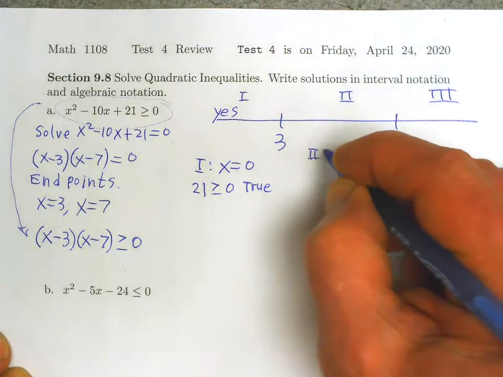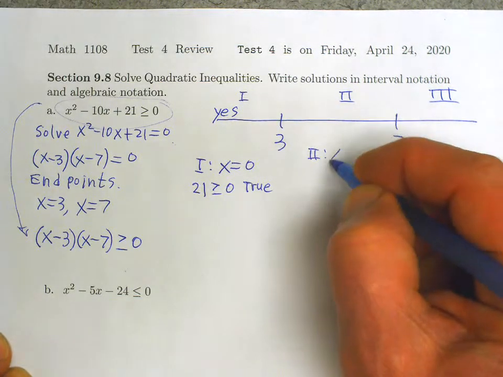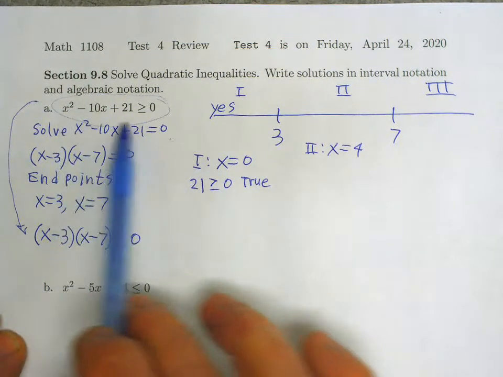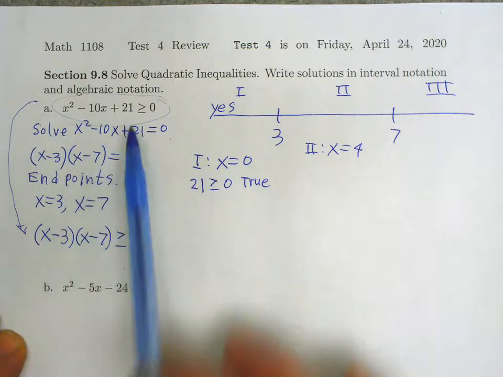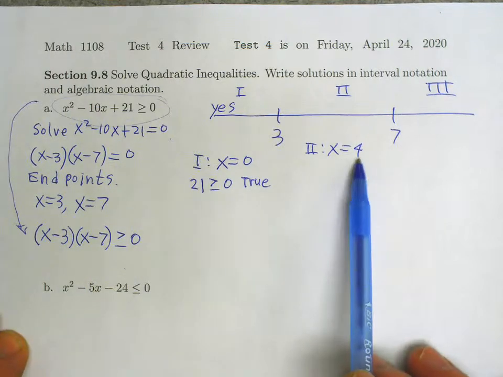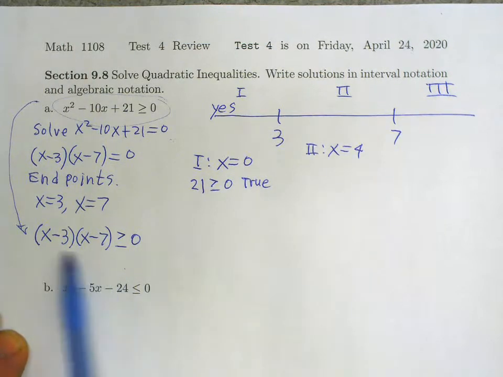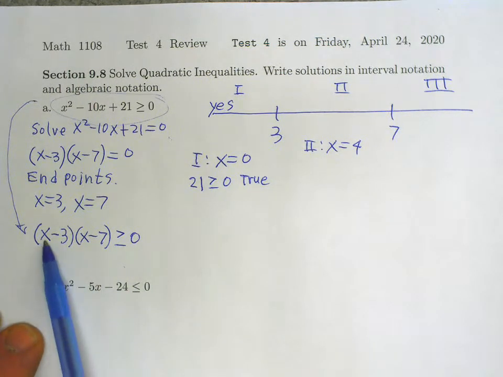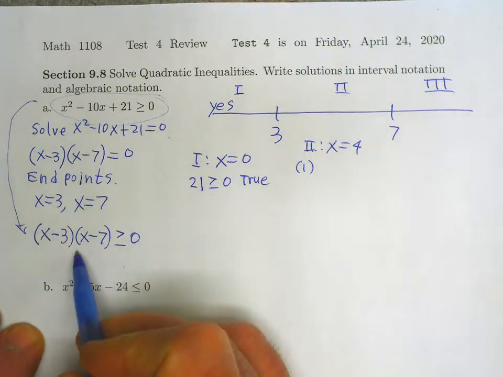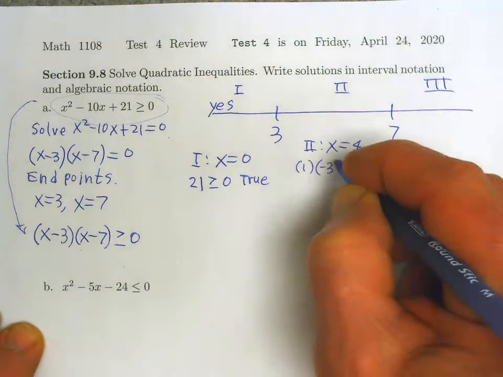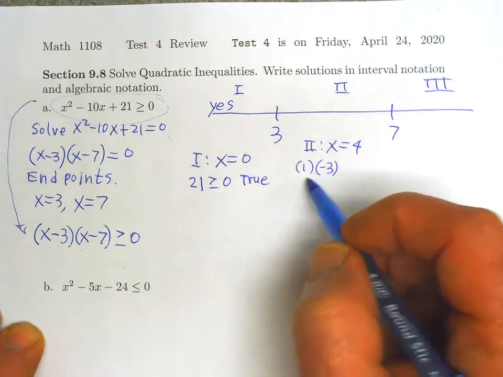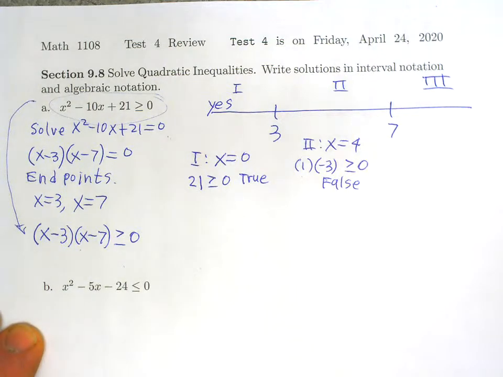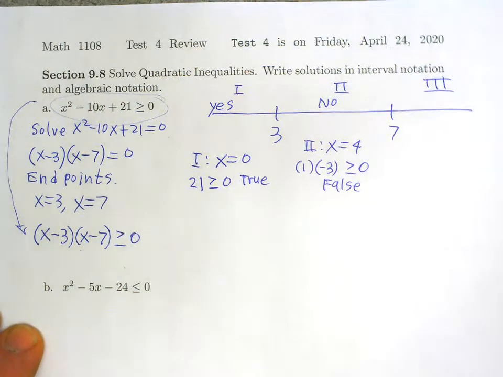In the second interval, pick any number you want between 3 and 7, so I'll pick 4. So we can use the original inequality, that's not too hard, but with non-zero numbers for test points, using the factored inequality might be easier. So replace every x with 4. 4 minus 3 is 1. 4 minus 7 is negative 3. And this is a negative number. A negative number greater than or equal to 0 is false. So none of the numbers between 3 and 7 are solutions.